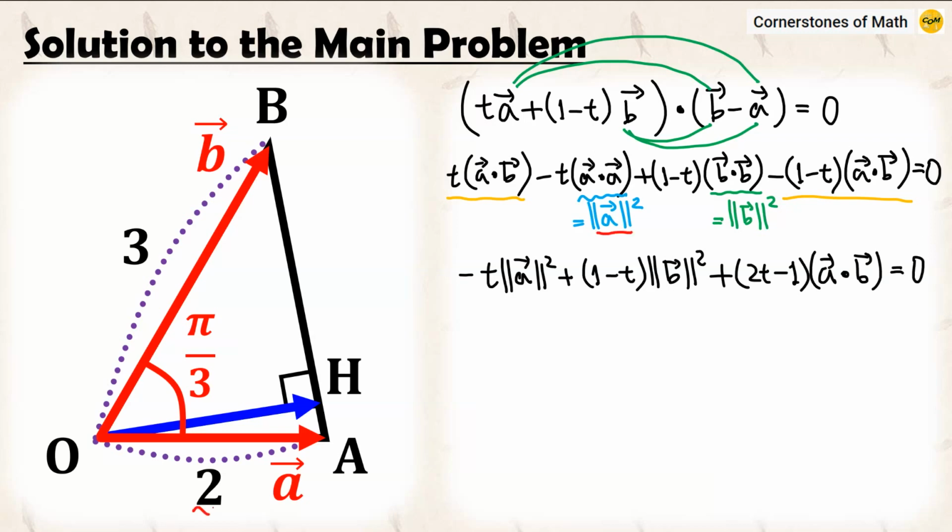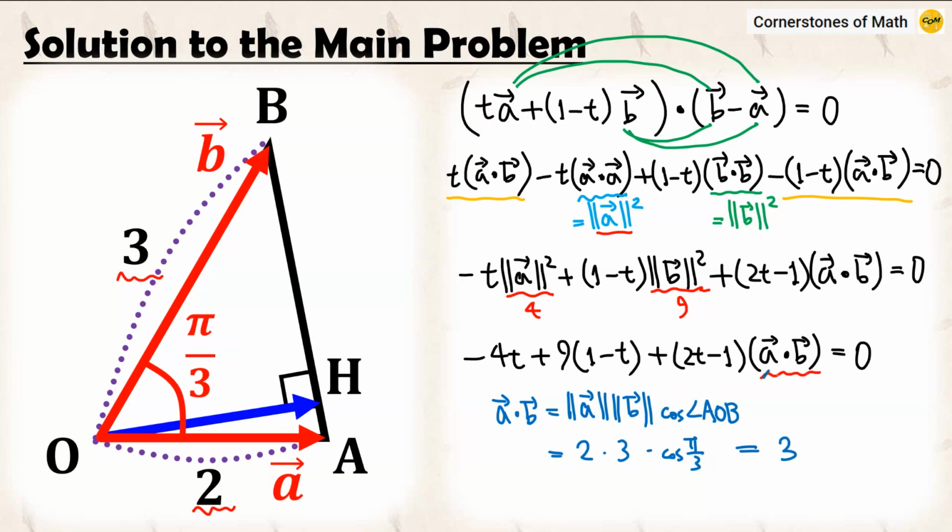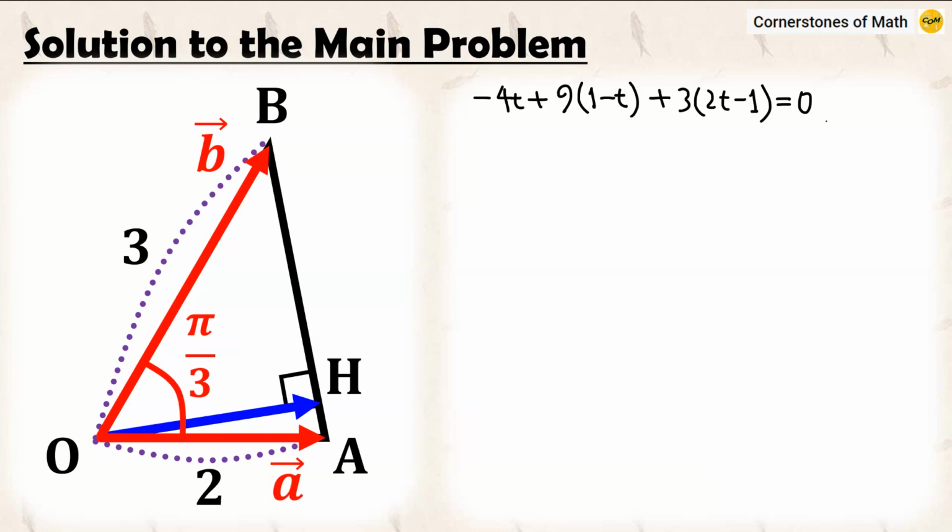Here, norm of vector A is 2 and norm of vector B is 3. Therefore, its squares are 4 and 9. So we have minus 4t plus 9 times 1 minus t plus 2t minus 1 times A dot B equals 0. Here, this A dot B can be obtained by the definition of dot product, which is this. So 2 times 3 times cosine pi over 3, which is 3. So this part is 3. So we have minus 4t plus 9 times 1 minus t plus 3 times 2t minus 1 equals 0.